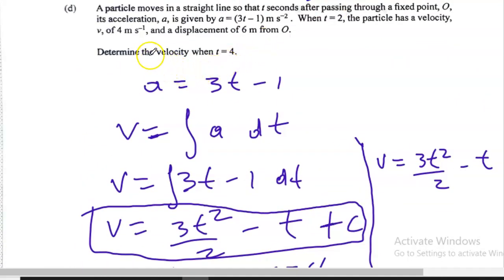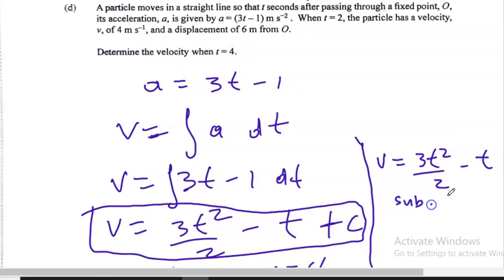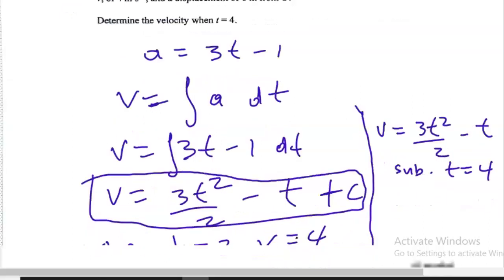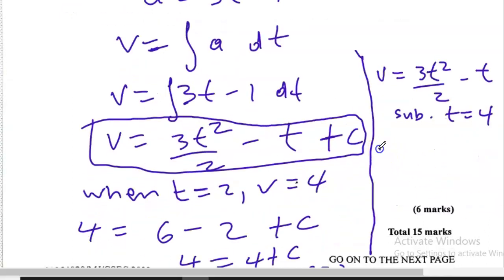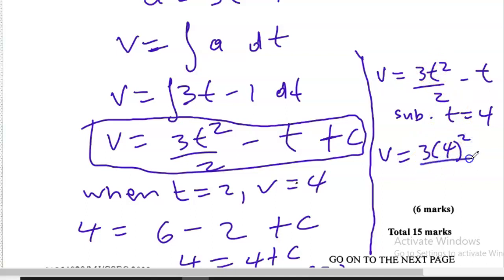Alright, so determine the velocity when t is equal to 4. So substitute t is equal to 4 to get the velocity. So v is equal to 3 times 4 squared over 2 minus t, which is 4. And this works out to be, now 4 squared is 16. 16 divided by 2 is 8. 8 times 3 is 24. 24 take away 4 is 20. So velocity is 20 meters per second.